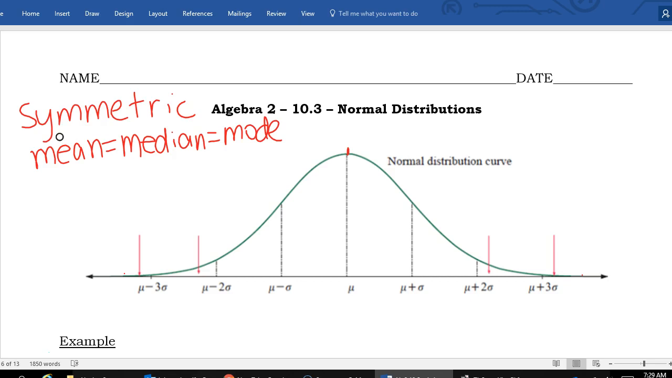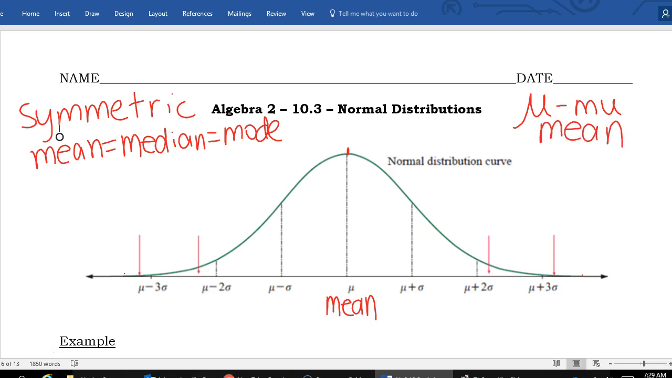I said the mean, the median, the mode always goes in the middle. We're going to put the mean in the middle here. And you should be able to see this Greek letter. It's called mu. It looks like kind of M, but kind of U, and it's mu. That stands for mean.